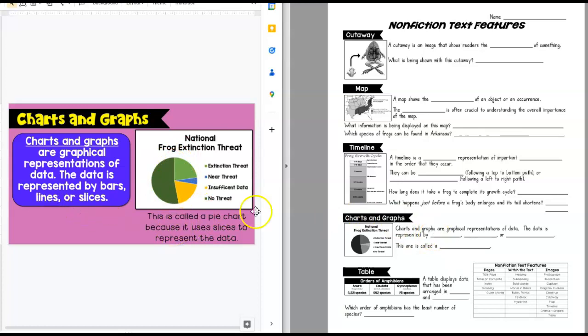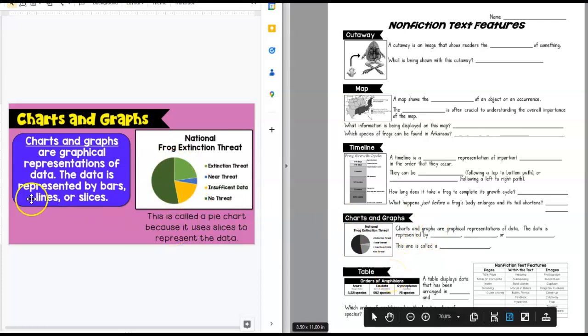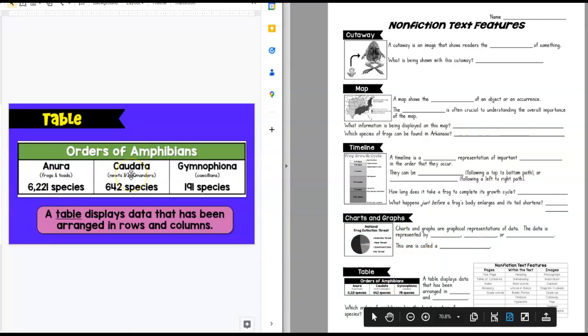And we're going to look at tables lastly. So a table is data that's arranged in rows and columns. And if you remember in math, we talked about row, row, row your boat goes across and columns go up and down. So this has a couple of rows, it has some columns, so it's definitely a table.